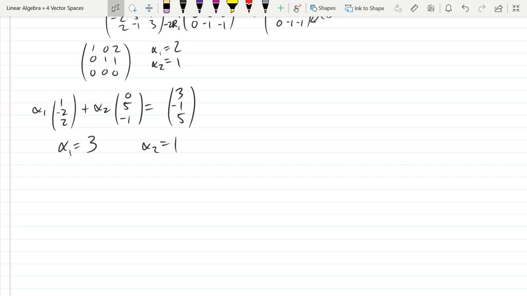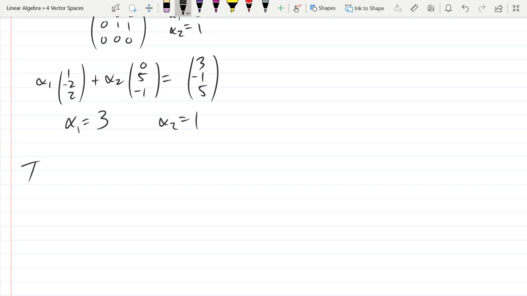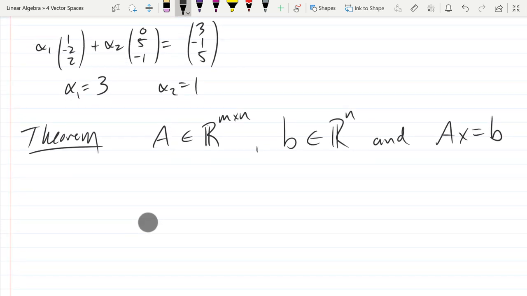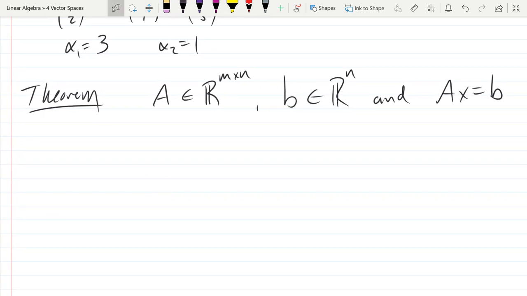It's time for a theorem. So we have an M by N matrix A. B will be an n-dimensional vector, such that AX equals B. So exactly one statement is true about X.